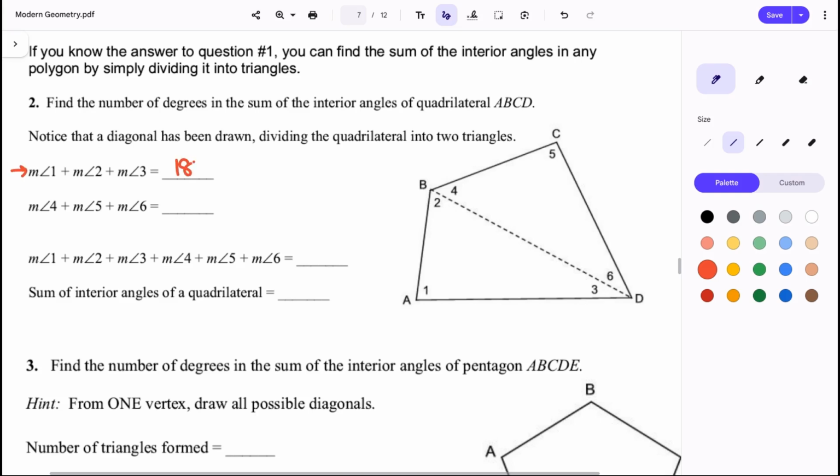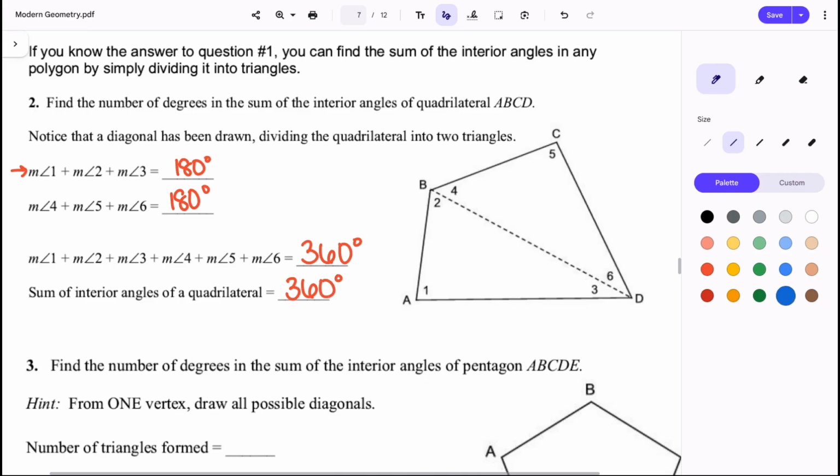180, because that's one triangle. What would angles 4, 5, and 6 add up to? 180 as well, because it's another triangle. So then they're asking, if you know that those individual pieces add up to 180, and you add all of those angles together, angle 1 all the way up to angle 6, how much would that be? 360. We talked about that earlier already, but all quadrilaterals, no matter what they look like, if they have 4 sides and 4 interior angles, the sum is always going to be 360.